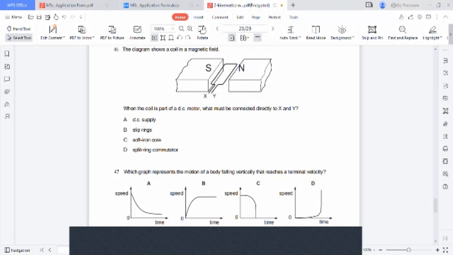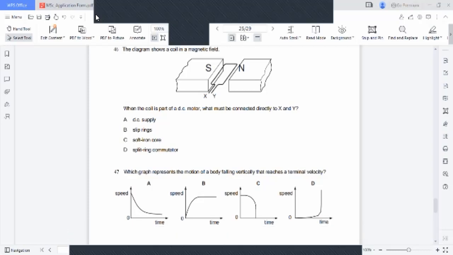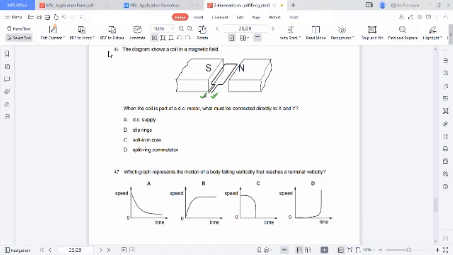The diagram shows a coil in a magnetic field. In case of a DC motor, it's a little early to tell about the DC motor, because it is part of electricity and magnetism, which is almost 10 chapters away from this topic. So at X and Y, in case of DC motor, here is a DC motor mentioned.